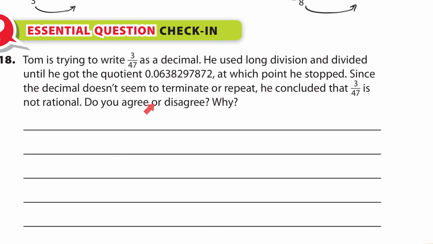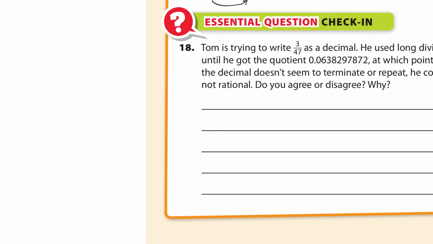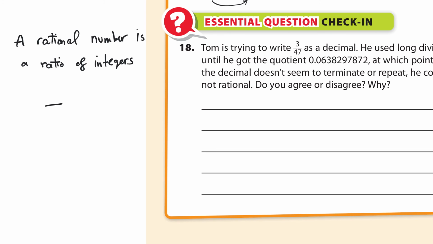Okay. At this point, a rational number. So a rational number, the official definition of it, a rational number is a ratio of integers. So what is a ratio? Well, a ratio is just a fraction. And what are integers? They're just positive, negative, whole numbers. No decimals, no fractions in between.